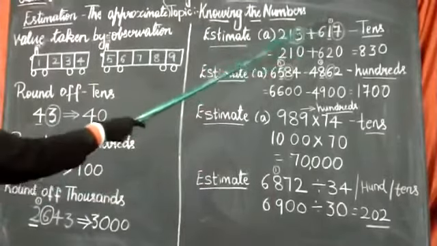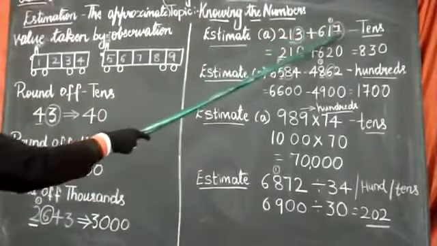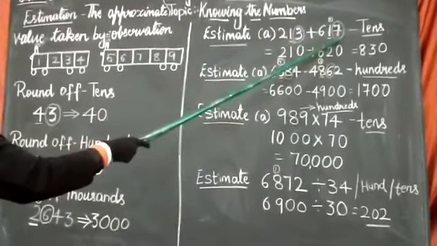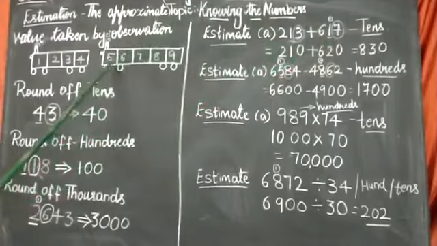Now we should round off 617. So we are taking the ones place into consideration. So 7 is bigger than 5.